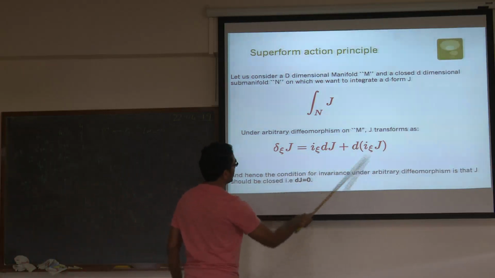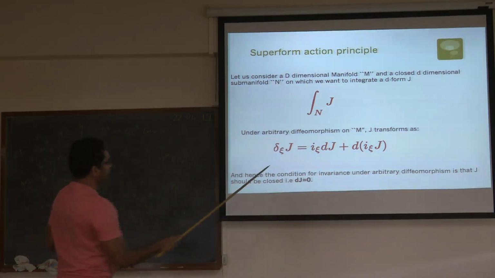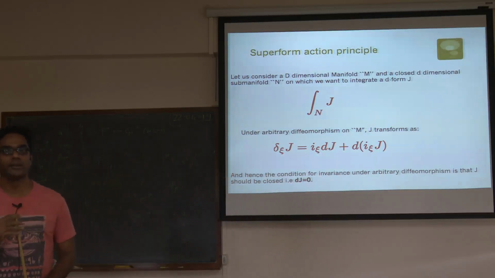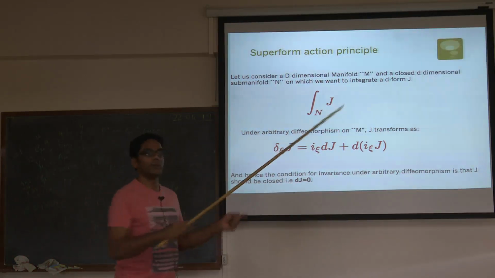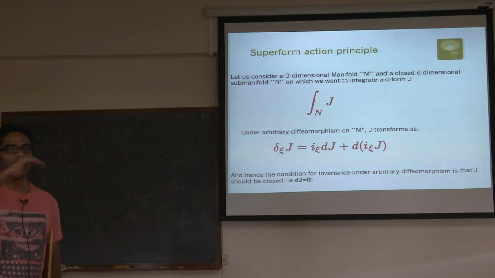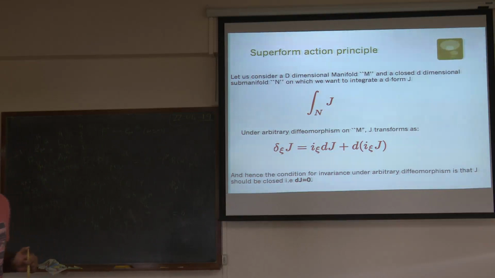This goes to 0 because you have considered a closed submanifold, and so all that you need to impose is dj equals 0. So, if j is closed, then this action is invariant under all diffeomorphisms in M, and not just diffeomorphisms on the smaller submanifold N. This is very well known and we all know this.